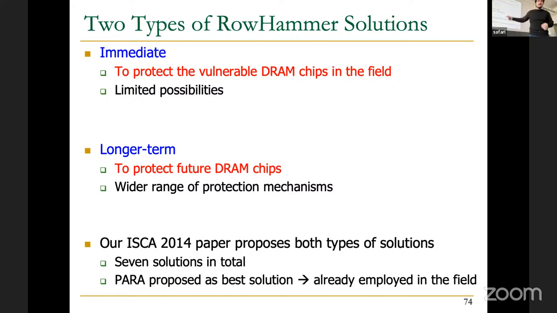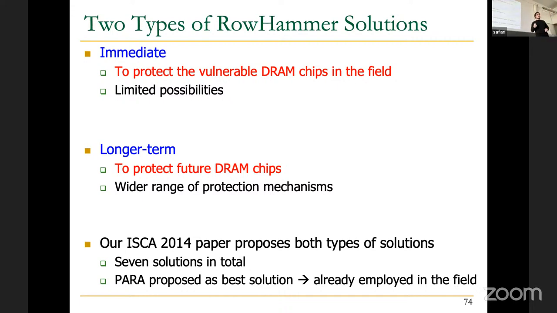I'd like to highlight PARA here. It's in the last line that you can see. PARA is proposed as the best solution, and it was actually employed in the field back then. I'll talk about this a bit. PARA is basically in the memory controller. For each activate command, you throw a dice, or you generate a random number, and with some probability, you consider this activation to be an aggressor row, and the action you take to prevent bit flips is to refresh the victim rows.